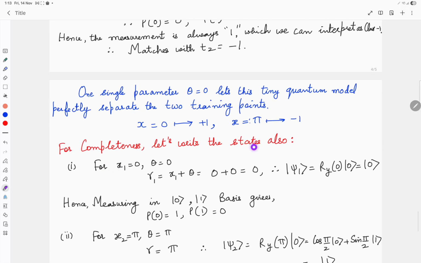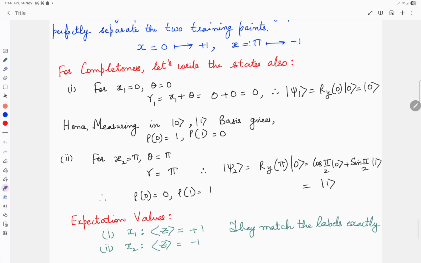Now for completeness, you can also find out the states. In the first case, the state will come out to be ket 0, right? So therefore, measuring in z basis gives me probability of 0 to be 1 and probability of 1 to be 0. And in the other case, we will get the state as ket 1, right? And the expectation values are also, for x1 expectation value is +1, for x2 the expectation value is -1. So these perfectly match with the labels.